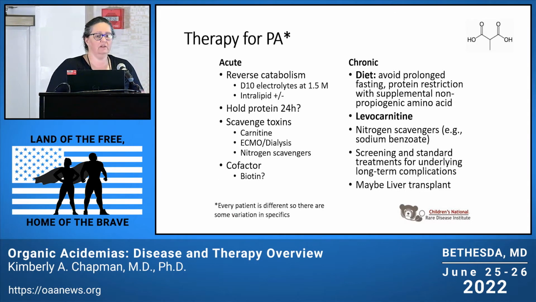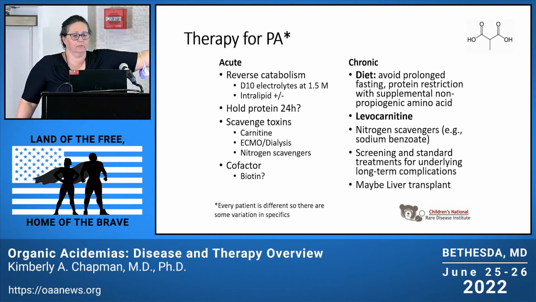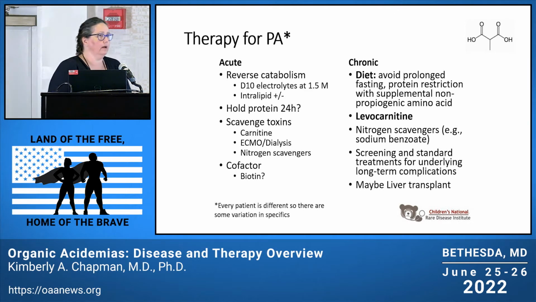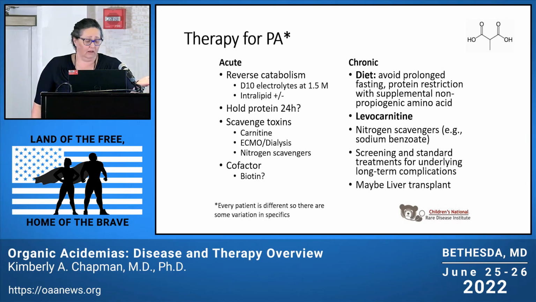Okay, so specific therapies. So in the acute phase, we're going to try to reverse catabolism, right? Here's our D10 electrolytes at 1.5 maintenance. And there's a discussion about whether you should use intralipid, which is fat. And most people kind of argue it. There's this hold protein for 24 hours, but if you've been vomiting for 24 hours and not tolerating protein, as Dr. Corson says, you've already held your own protein, right? So if you come into management, you may have already done it all for me.